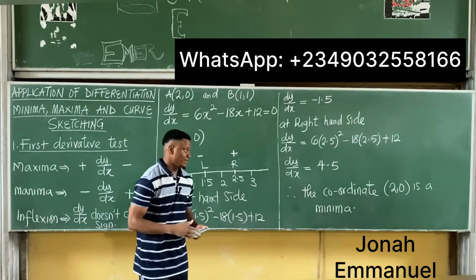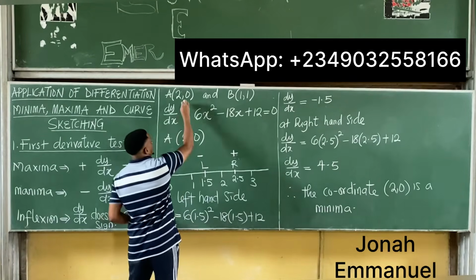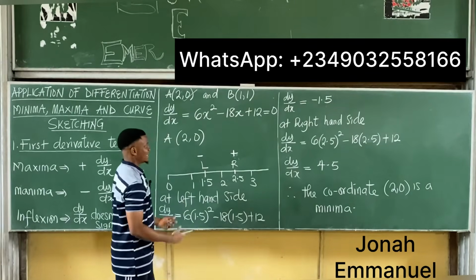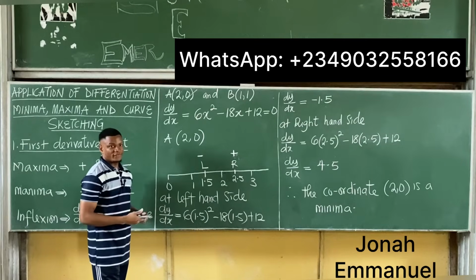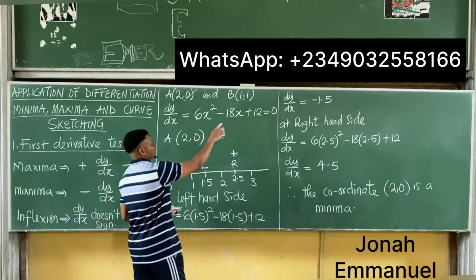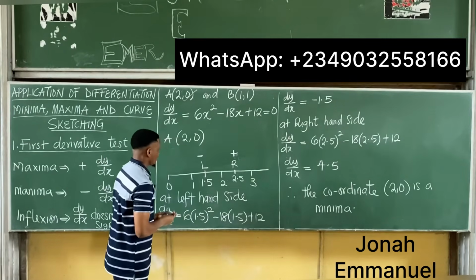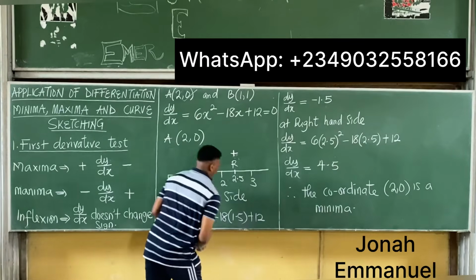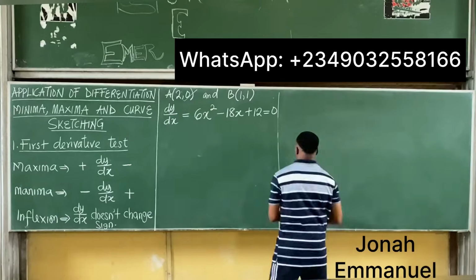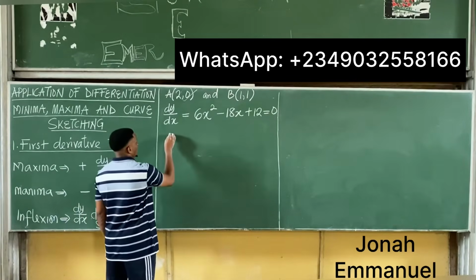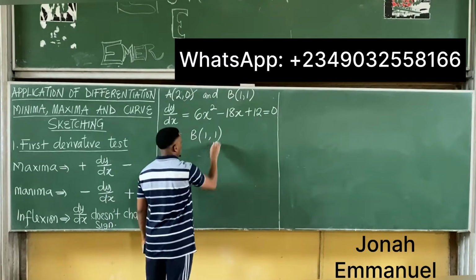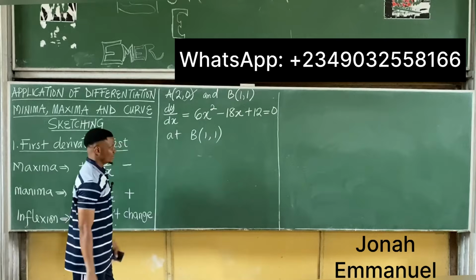So that's it about this. We've seen that this one here is a minima. Let's now find out whether this other point is a maxima or perhaps a point of inflection. We'll do exactly the same thing here, but I'll pick up this point. Let me change a few things here. So let's take point B. At B is 1, 1.